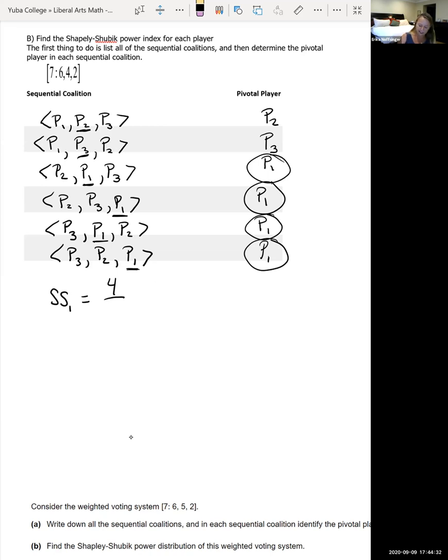So the SSI is just the 4. I might as well do their index, kind of like a funky R sub 1. So this is the 4 out of 6, which reduces to 2/3. If I did that, that's going to give me approximately 66.7%, I believe.